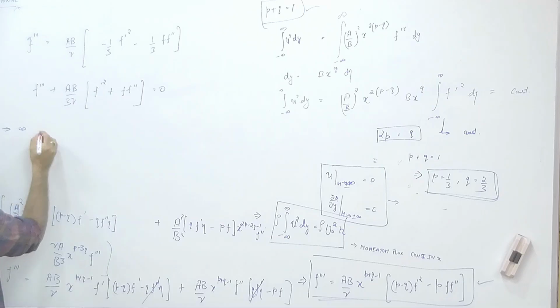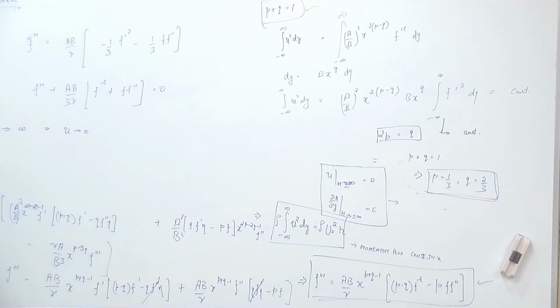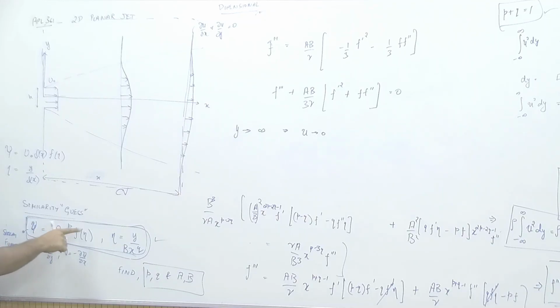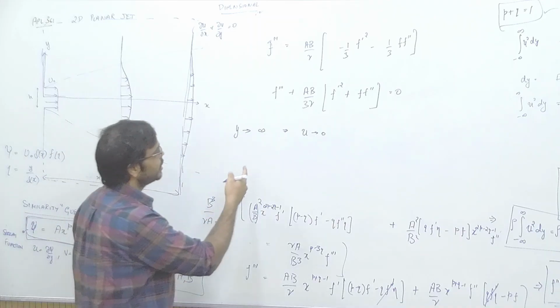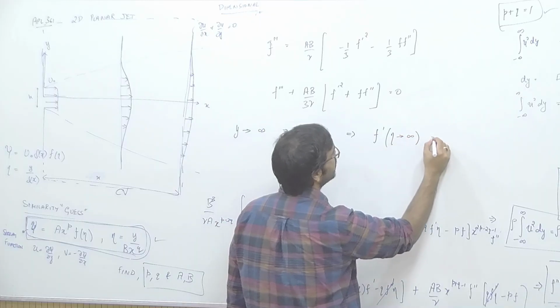For y tends to infinity, you have u goes to 0. Remember our derivation of the constant mass momentum flux. We are saying that u direction velocity is 0 for y tends to infinity. What was u direction velocity from this psi? Just look at your notes. So you will get a by b x to the power p minus q f prime. So this means f prime for eta tends to infinity is 0.